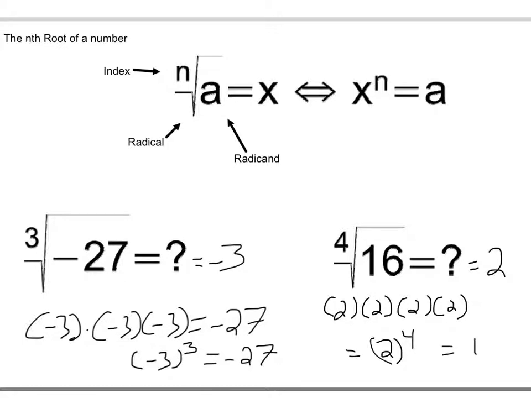equals 16. And so in both of these cases, I've determined what number, 2 or negative 3, times itself the number of times indicated by the index, 4 or 3, equals the radicand, 16, negative 27. Negative 3 to the third power is negative 27. 2 to the fourth power is 16. And that's why the cubed root of negative 27 is negative 3, and the fourth root of 16 is 2. That's how you evaluate the nth root of a number.